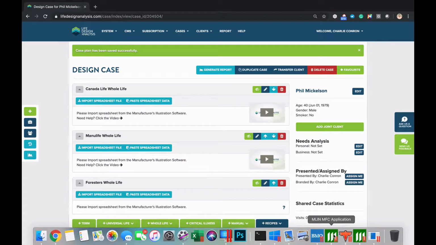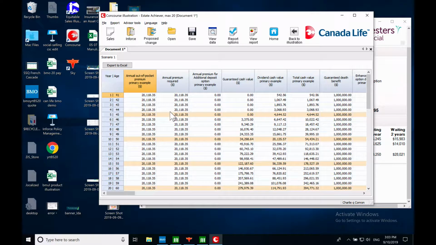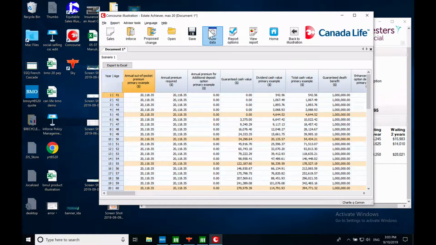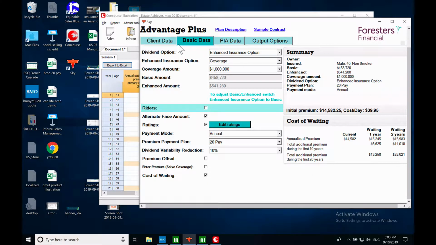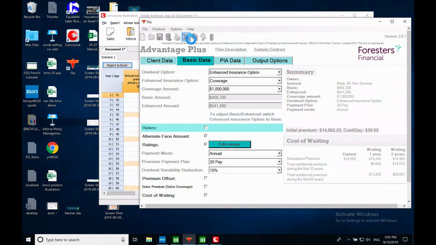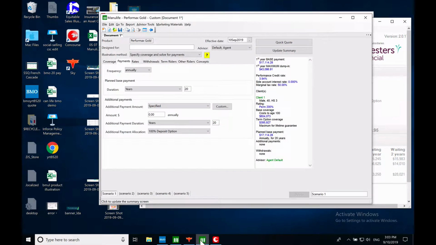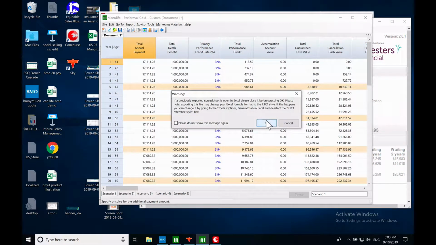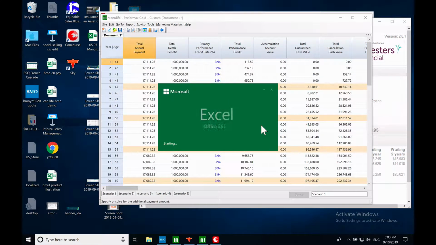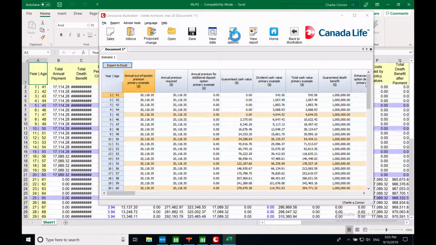Now I'm going to bring in the whole life spreadsheet. So I'll start here with Canada Life. I've got my plan. Again, I'm going to go view data, and then I've got to go export to Excel. It's going to send me all of the information about the quote exactly as I've designed it. Again, Foresters, same sort of thing. It's right at the top, export to Excel. And Manulife, same sort of thing, view data, export to Excel. Now, this is going to open me up 3 different Excel sheets with the respective products.